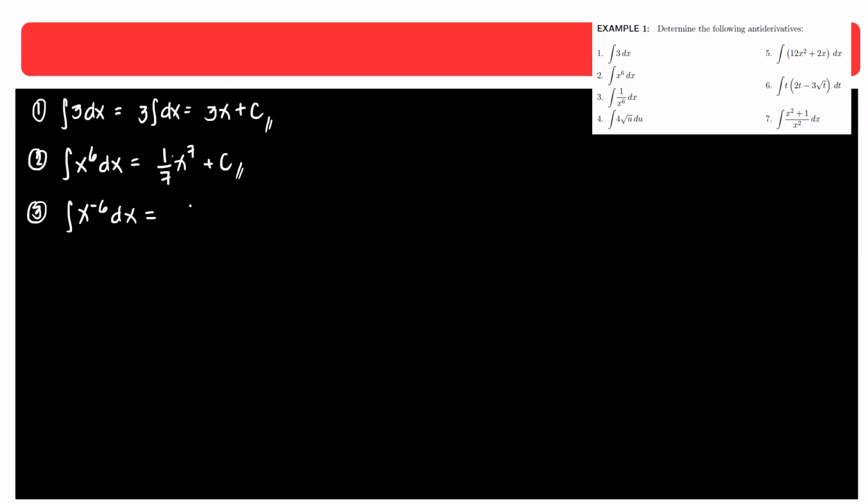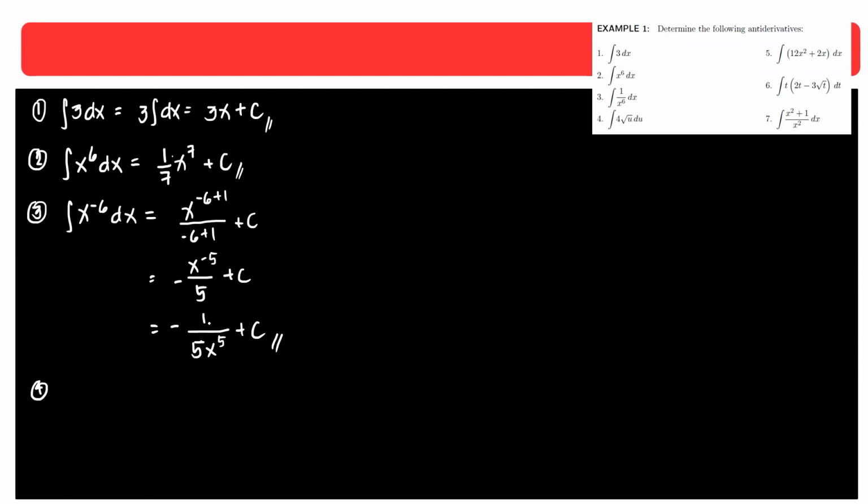Let's see. Diba x raised to -6 plus 1, tama ba? Over -6 plus 1 plus c. So that's x raised to -5 over 5, tama ka. But you forgot the negative. Plus c. So when you rewrite this, I can say -1 over 5 x to the 5 plus c. That's your f of x.